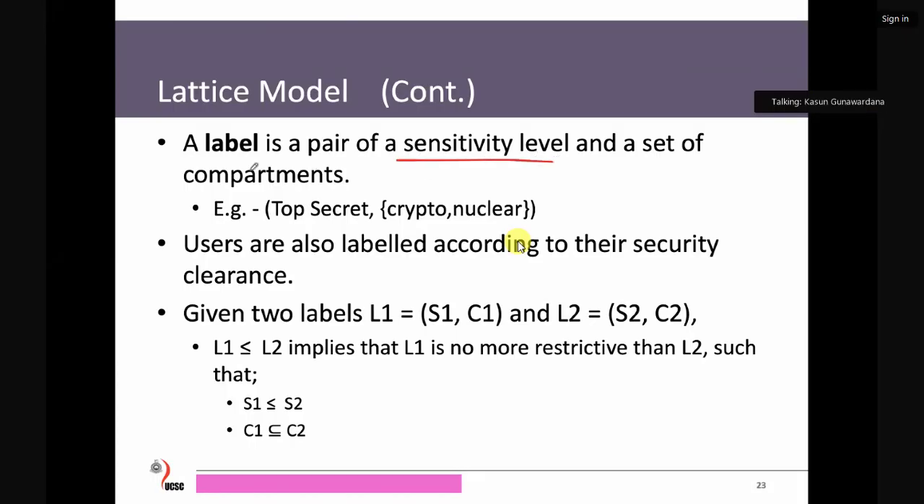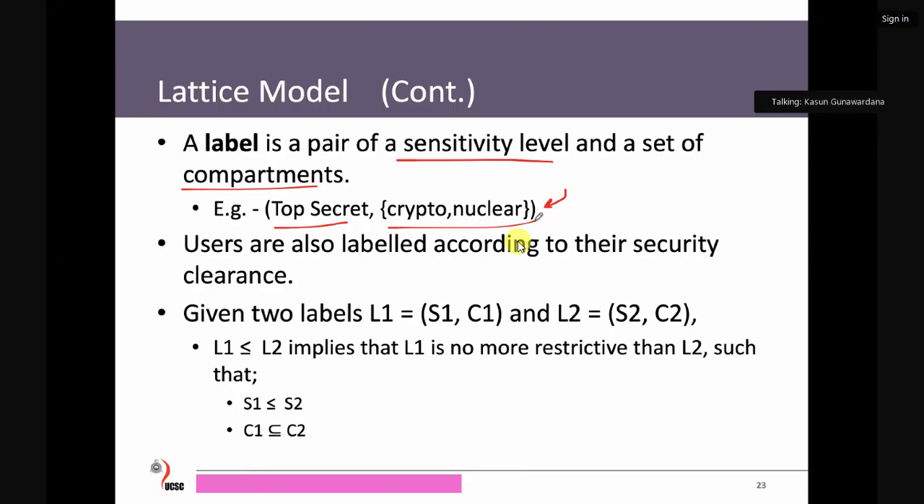Sensitivity level, compartment. So this is a typical label. This is the sensitivity level and this is the compartment. A label, in a typical structure, comes with two components: one is the sensitivity level and the other one is the compartment.